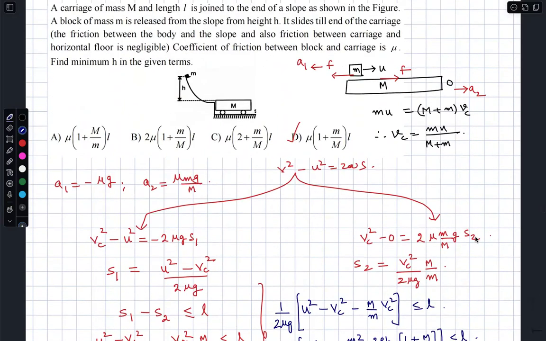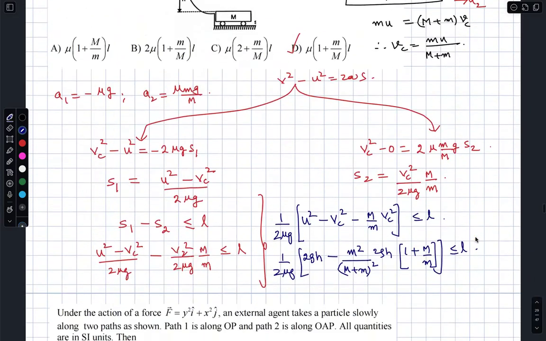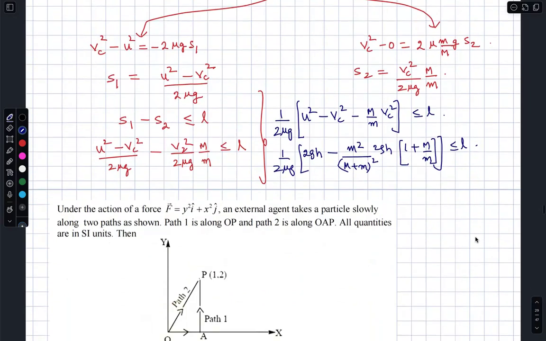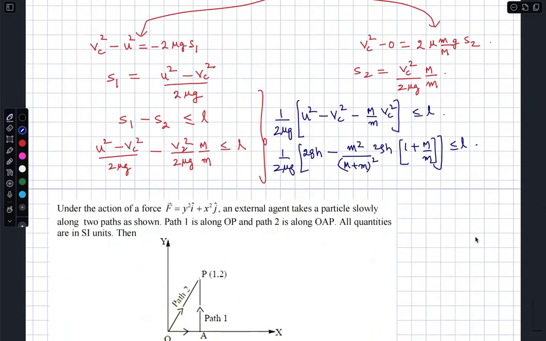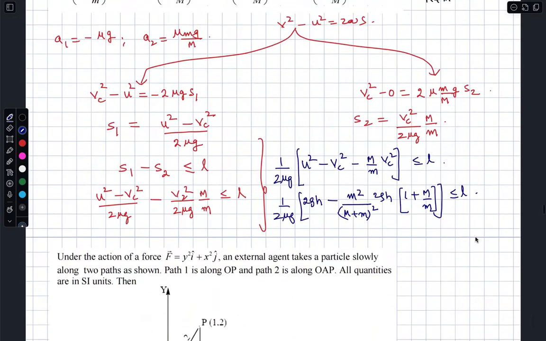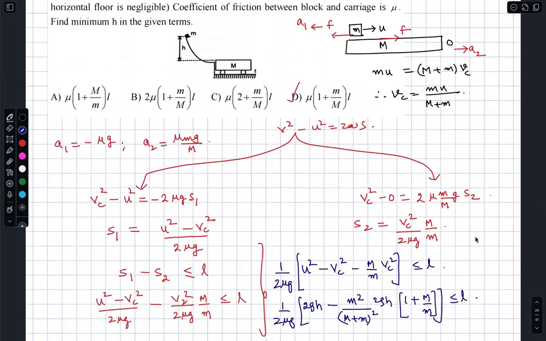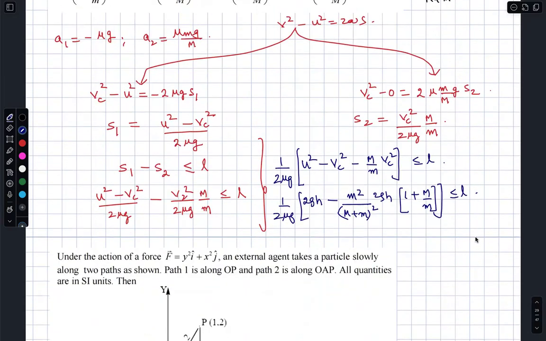Coefficient of friction between the block and the carriage is mu. Find the minimum value of H. You want H minimum. Just solve this. You'll get the required condition. You'll get option D as your answer for this.